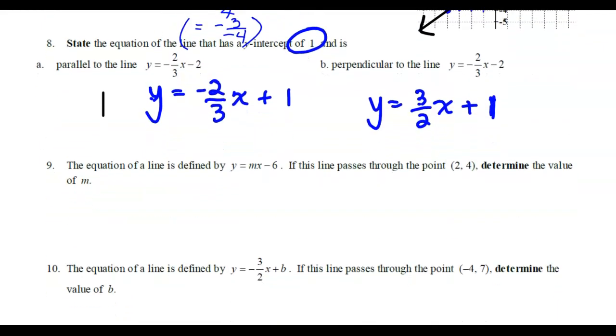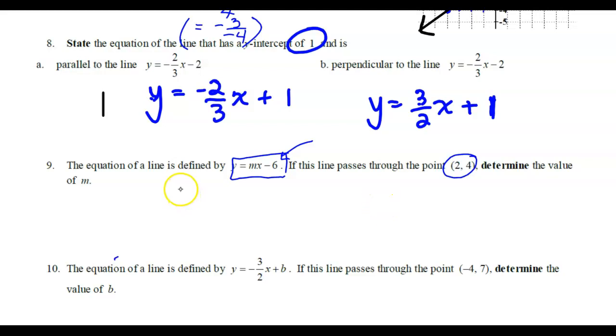All right, next one, the equation of a line is defined by this. We don't know what the slope is. We know what the y-intercept is, and we're told that it passes through this point. Yes, you could plot it, but why spend the time? Determine means I would suggest showing your algebraic work. If it says determine and you want to do it graphically, you're going to need graph paper. You can't just sketch it.